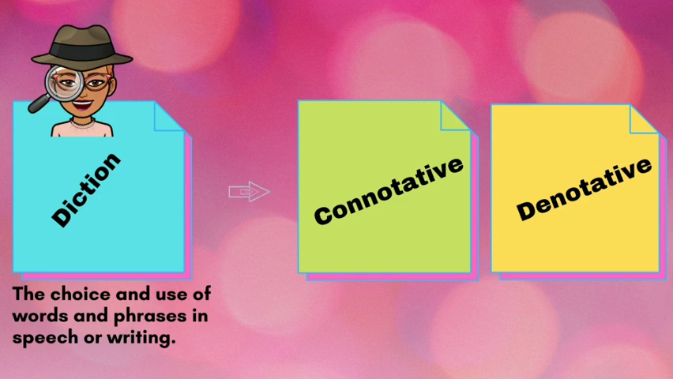Diction. The choice and use of words and phrases in speech or writing. Your diction can be connotative or denotative.